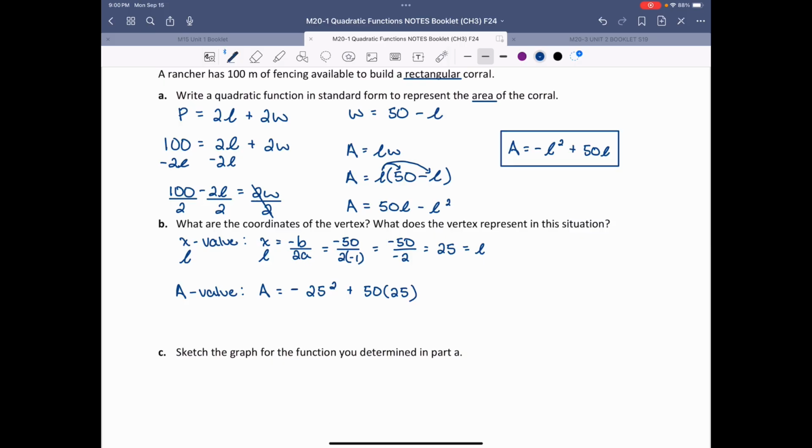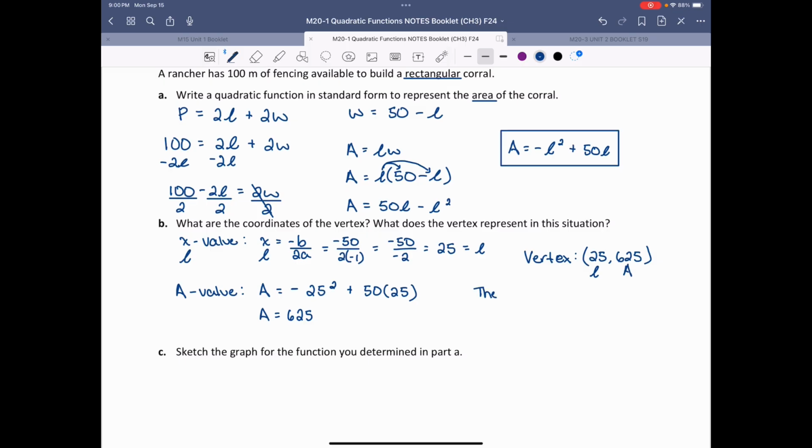Then we calculate that. Negative 25 squared plus 50 times 25 gives me 625. So my area is 625. Then putting them together, our vertex is (25, 625). The x value represents L, the length. The y value represents A, the area.